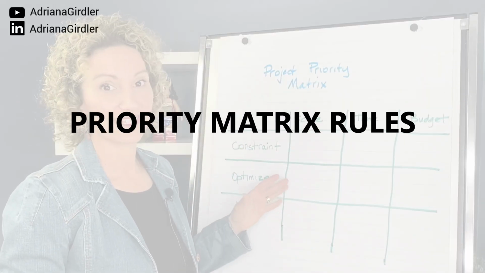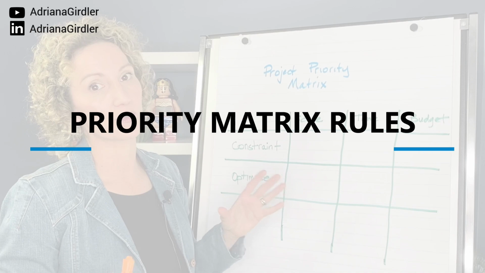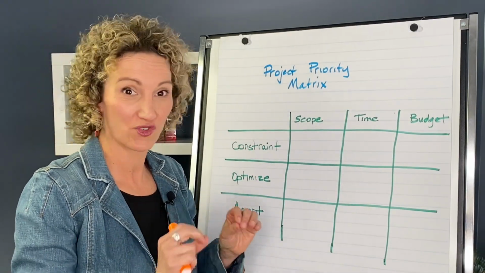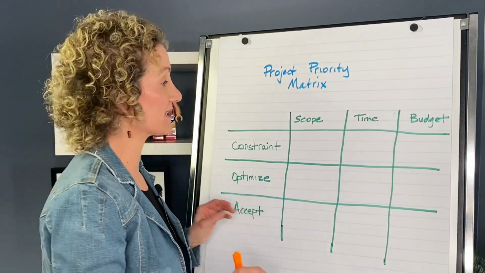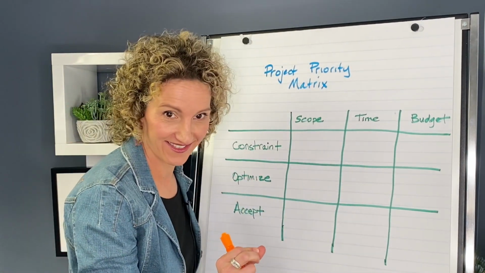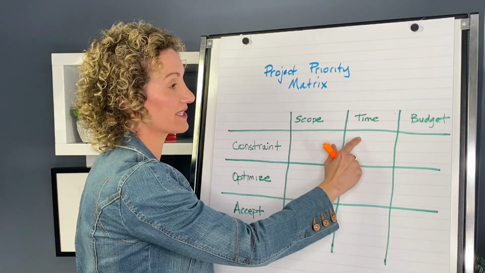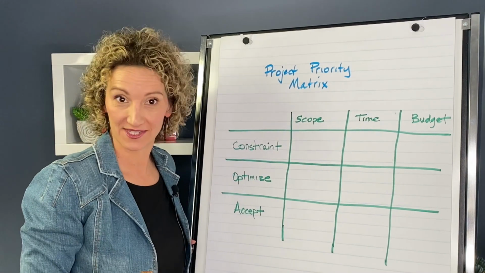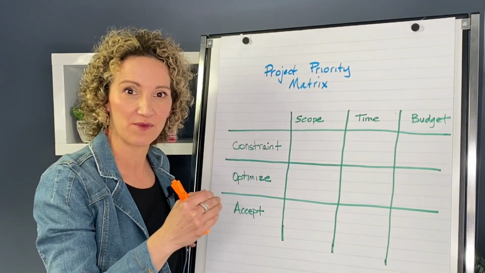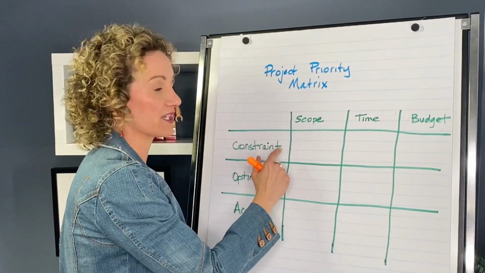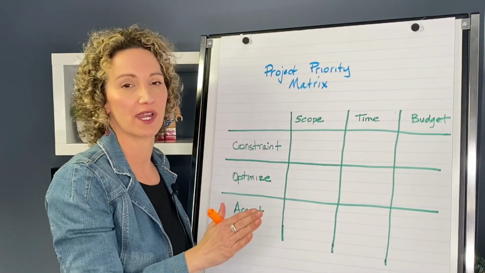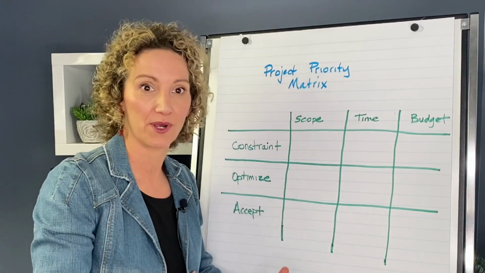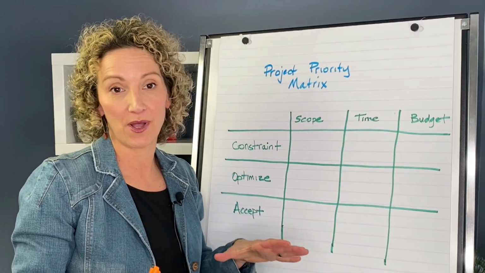Project matrix rules. Okay, so this is really, really important. The first and very critical rule, and I can't stress this enough for you, is you cannot have scope, time, and budget all a constraint. And I promise you, you get asked that all the time. Because when you actually start asking people, can you please tell me what the constraint is, oh, scope, time, and budget, they're all a constraint. That's impossible. You can't negotiate when everything is immovable, yet people will dump on you. So no, it's not possible.